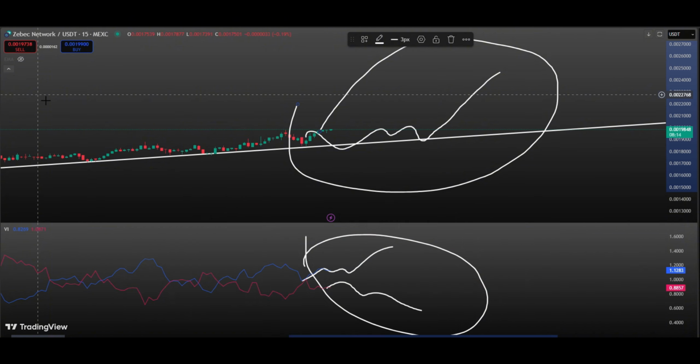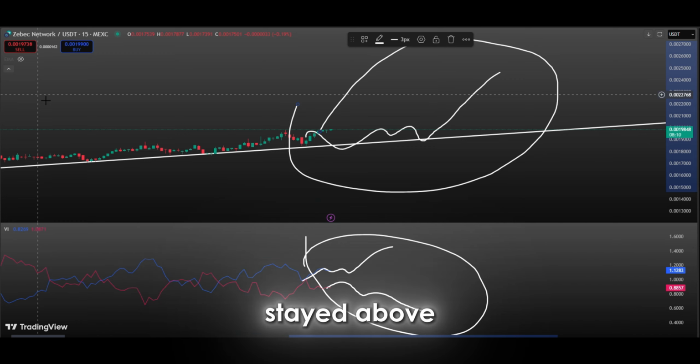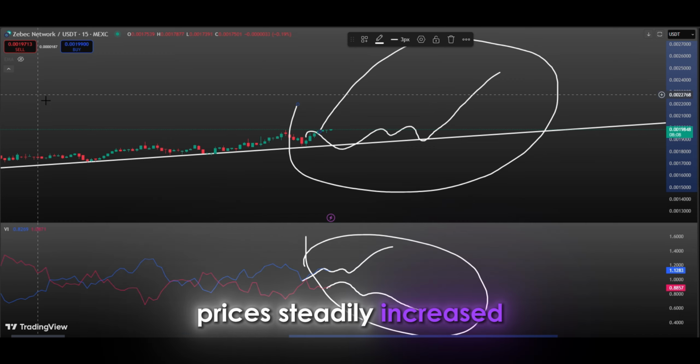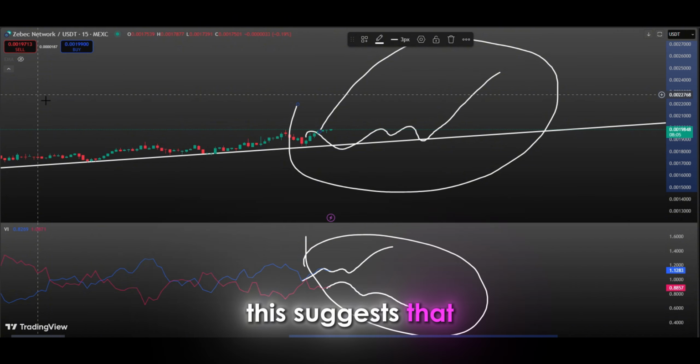In other words, the price has the potential to continue moving upward not just temporarily, but as part of a longer-term move. Looking at similar situations in the past, during periods when the blue line stayed above, prices steadily increased, and those uptrends were often supported by broad investor interest. This suggests that a similar scenario could unfold now that we're seeing the same pattern again.